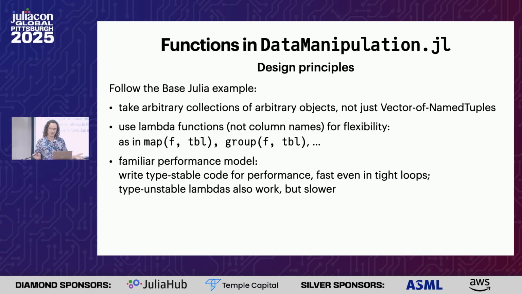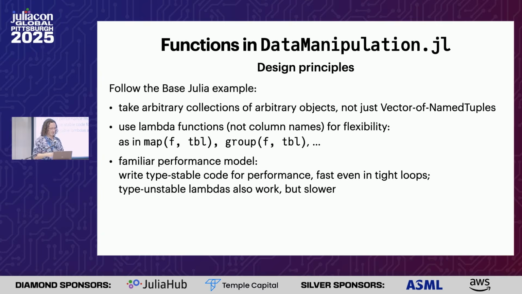As I won't be giving a full description of what is available, I will just say a few words on the design principles. In the design of DataManipulation.jl functions, I follow the example of base Julia because I like how it works with built-in collections. The functions take arbitrary collections, not just vectors of NamedTuples. It can be your favorite abstract array of your favorite structs. It can even be a tuple. This can be convenient in tight loops if you have a lot of small tables, or a single small table and you want to run an optimizer many times. If you have 10, 20 rows, it can be faster to just have a tuple.